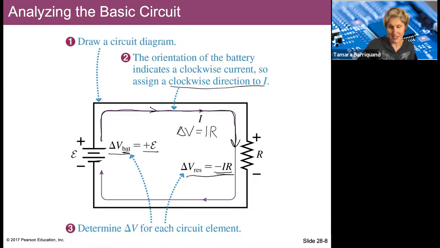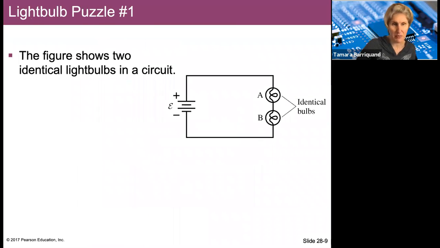All right. So the next thing we want to look at is our first light bulb puzzles. This is light bulb puzzle number 1, the first light bulb puzzle for the chapter. This figure shows 2 identical light bulbs, light bulb A and light bulb B. The question we want to ask is, which light bulb is brighter?